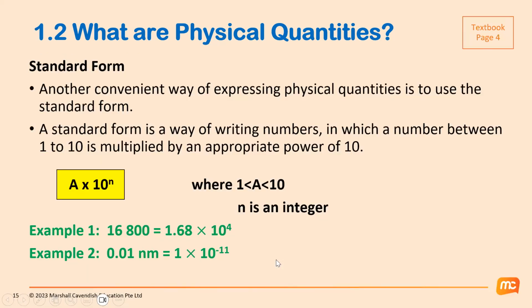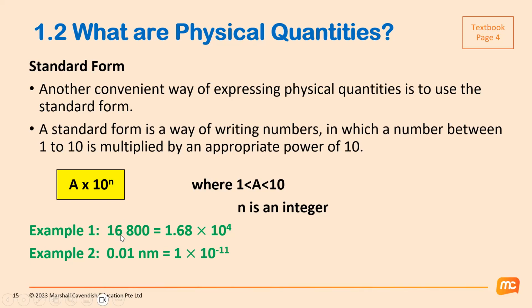Another way in which we could represent very big or very small numbers is to use standard form. You will also learn about standard form in your maths later on. So how do we represent numbers in standard form? We represent it in this yellow box like this. It represents A times 10 to the power n, whereby A must be between 1 and 10. It can be a decimal number, it need not be a whole number, as long as it's between 1 and 10. And 10 to the power n must be an integer, which means n must be a whole number.